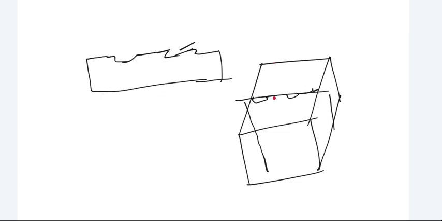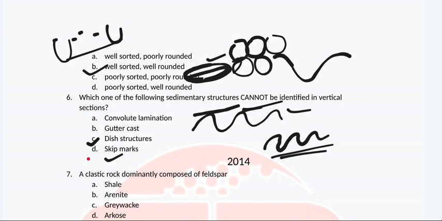Understood? But if you take any vertical section like this, then this structure will be destroyed or it cannot be identified in this vertical section. So that's why here skip mark cannot be identified in a vertical section. So answer will be skip mark.